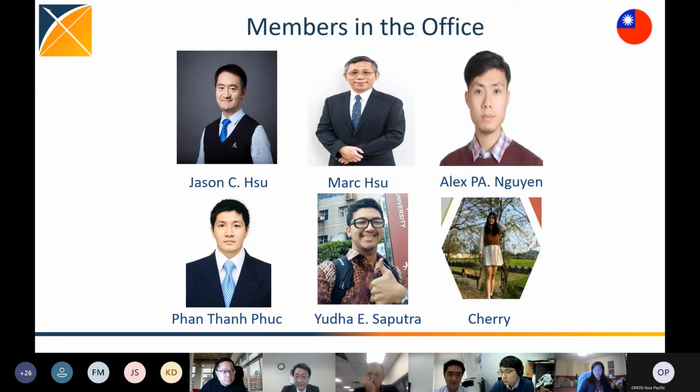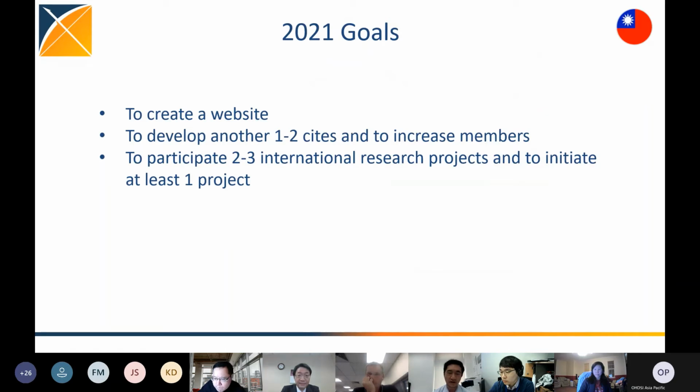Okay, please, next page. Yes, here are our goals for this year. Number one is to create a website, our chapter website. Number two is to develop another 2 sites and to increase more members to join us. And the last one will be to participate in 2 or 3 international research projects, and eventually to initiate at least 1 project. Okay. Next, please.